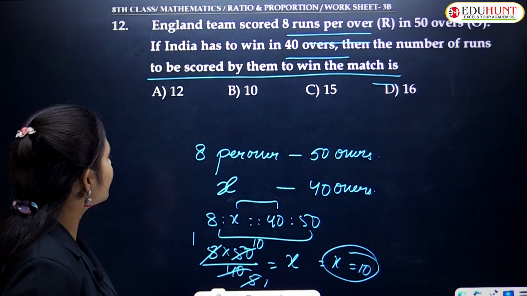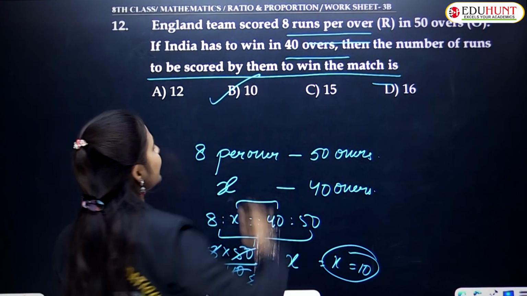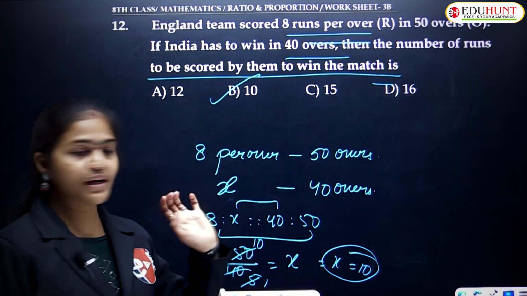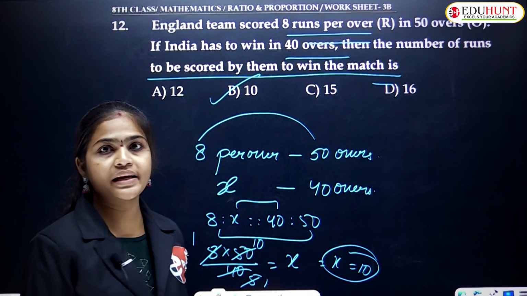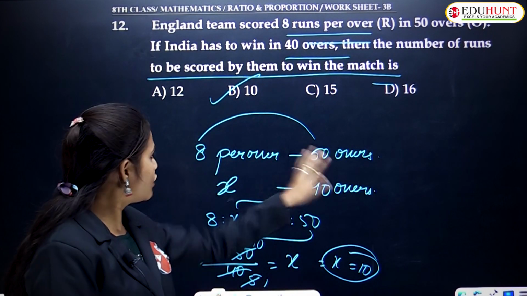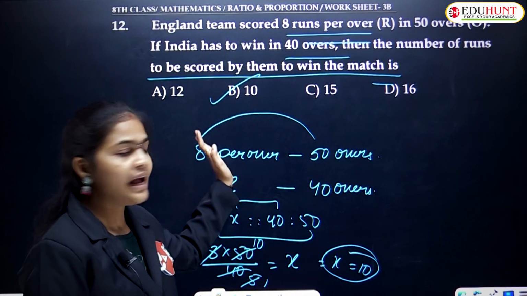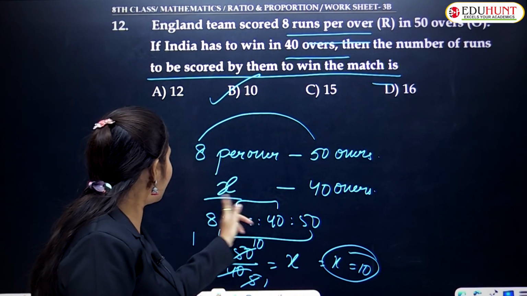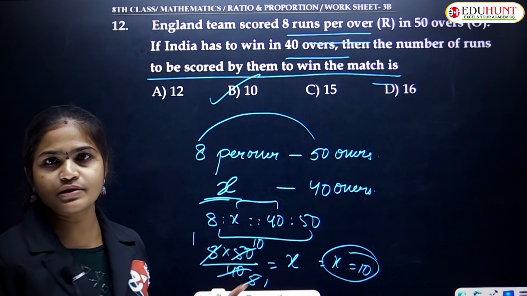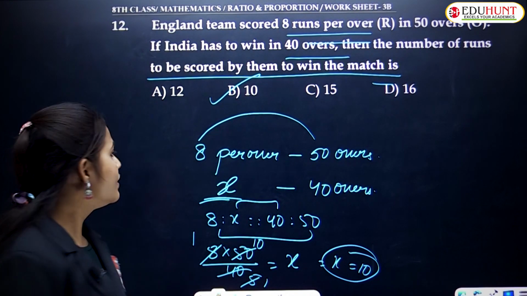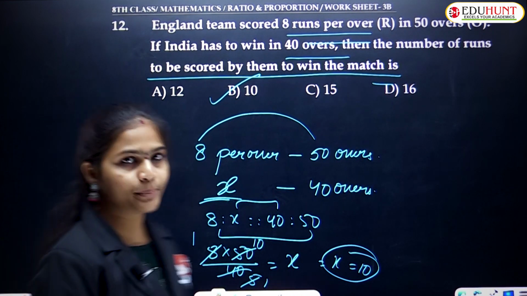So what is the correct option here? Option B is correct. Or else, there is another way also. We just need to find how many runs they scored in 50 overs, so 50 into 8. In the same way here, x is equal to how many runs, we can find using the unitary method also. So here the answer is option B.